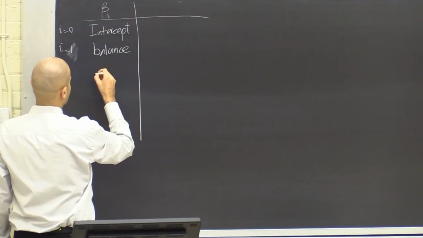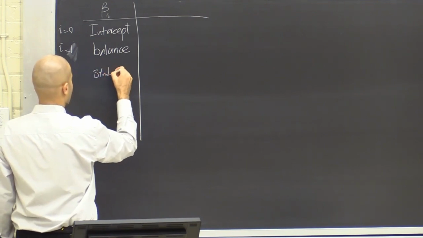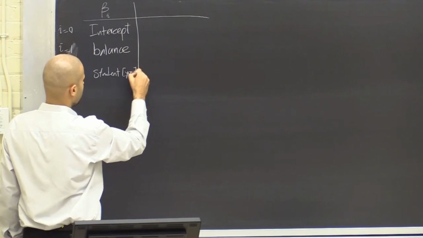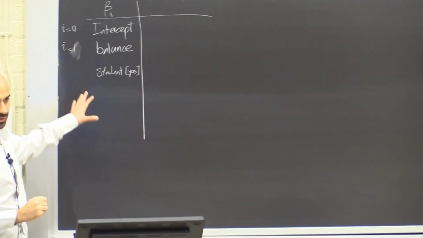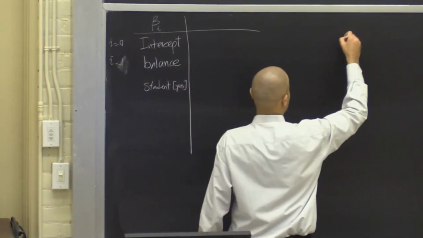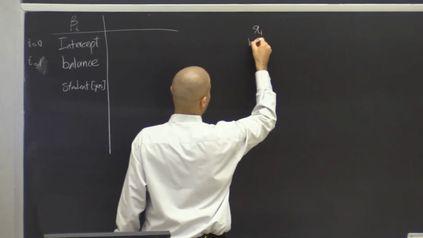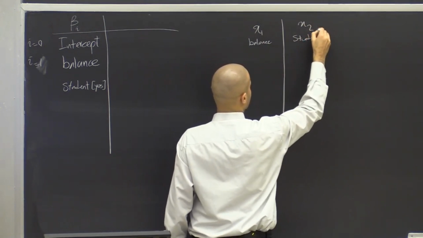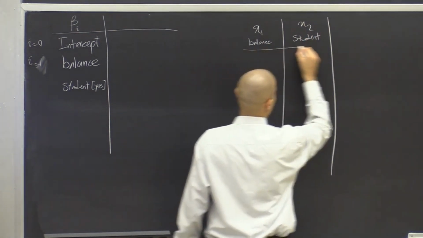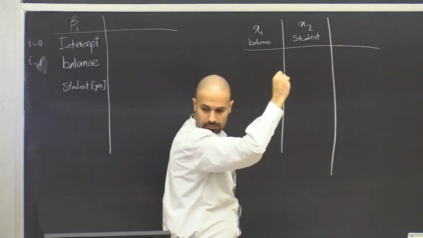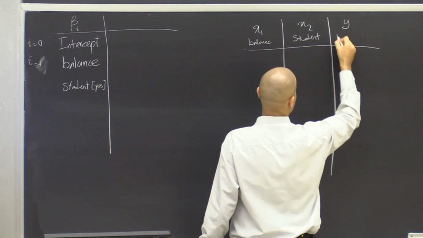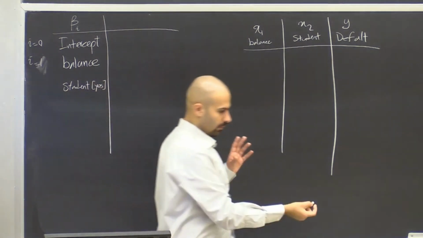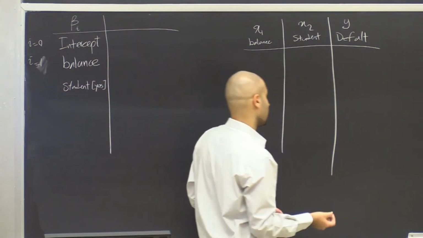And then we have some categorical variable like student status. So we have in our data set something like this. x1 is balance, and x2 represents whether that row in the data set is a student or not. And then we have the outcome, which is whether they default or not, whether they fail to pay for their credit card balance or not.